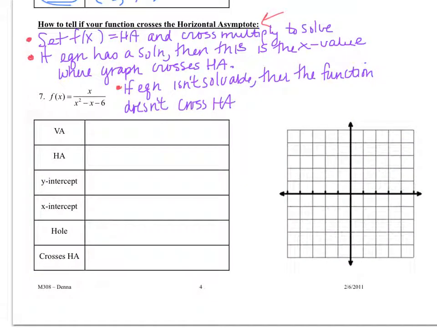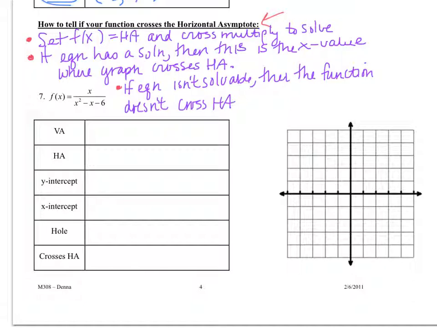Okay, the last concept that we are going to talk about today is how we can tell if a function crosses the horizontal asymptote. Now, I really want to stress that our graph will never, ever, ever cross a vertical asymptote. Vertical asymptotes, when crossed, would make our function undefined, so that will never happen. However, there are occasions where our graph crosses the horizontal asymptote.